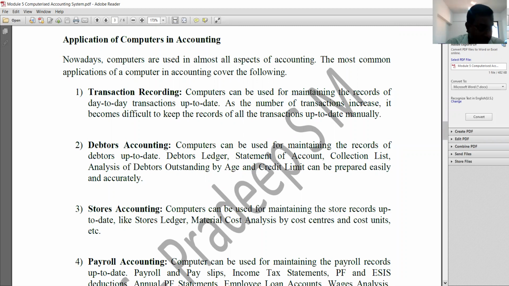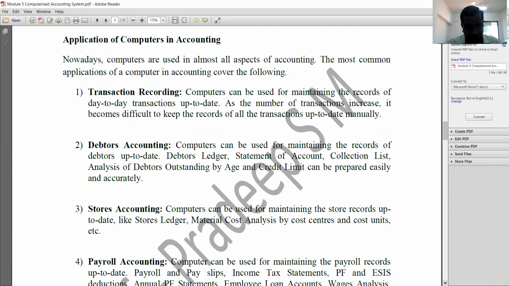Now we'll move to the next concept. It is about the application of computers in accounting. This question is also very important from the point of view of the examination. Here, application of computers in accounting means in which areas we can use computers and how the computer plays a role in different areas of accounting.